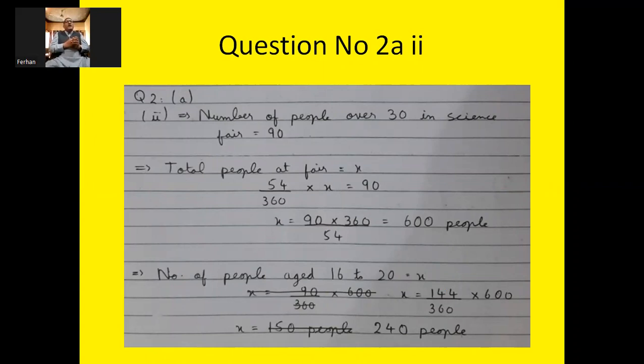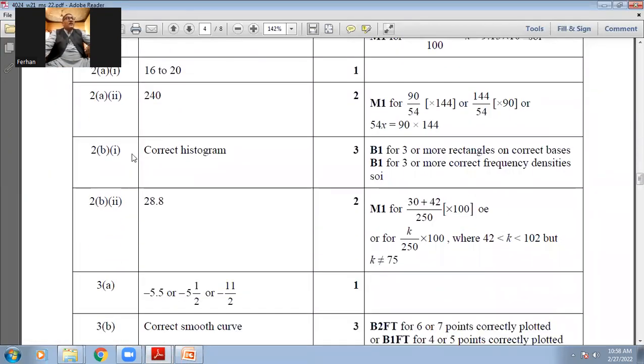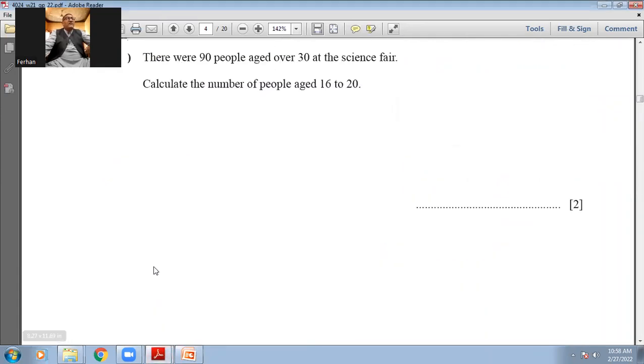So the number of people who are aged from 16 to 20 will be equal to 144 divided by 360 multiplied by 600. Because its angle is 144, the total angle is 360, and we already know that the total people there are 600. So 144 divided by 360 multiplied by 600 will be 240 people. You can also use the proportion method, which I tried to explain at the start of this question. So 240 people, let's have a look at the answer. So 240 people is the right answer, sir. Our answer is perfect.